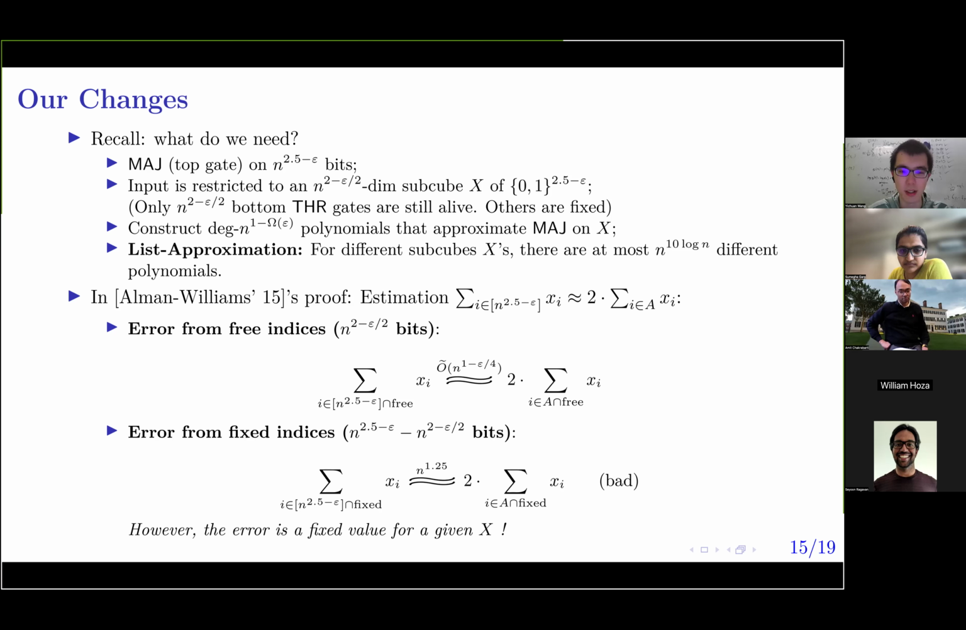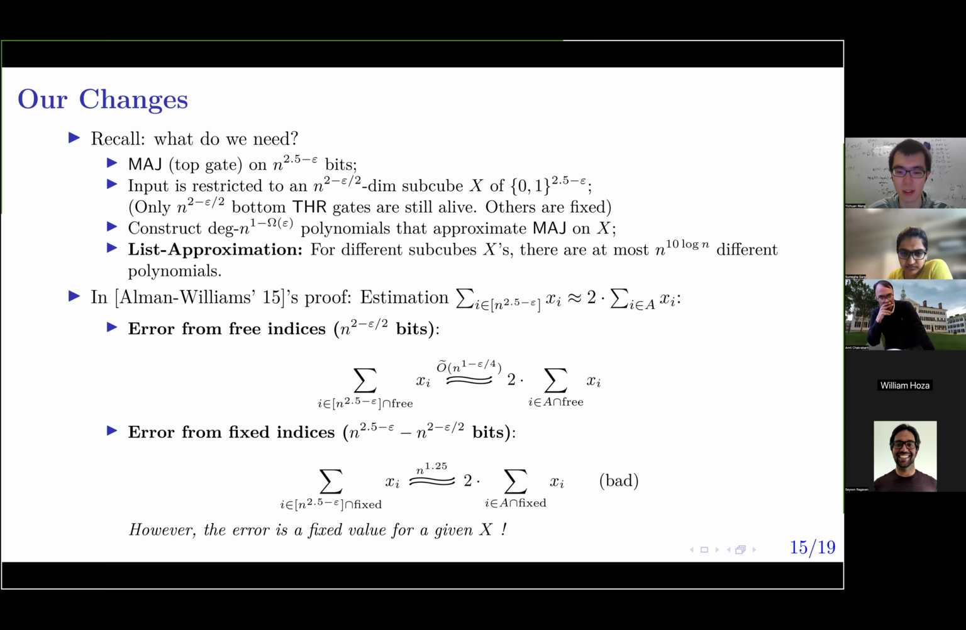Okay, so for those free indexes, there are only a square root many. So we can do a concentration bound. The error from these free bits is only approximately sublinear. This is good, because this sublinear error we can just handle by a sublinear degree interpolation polynomial. But for those fixed indexes, let's say they correspond to the fixed bottom threshold gates, they are n^2.5 many fixed indexes, then by a trivial concentration bound.